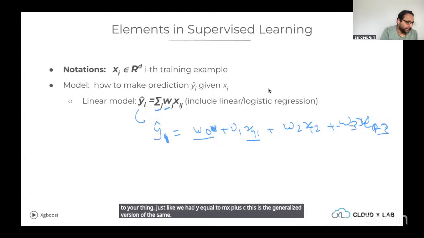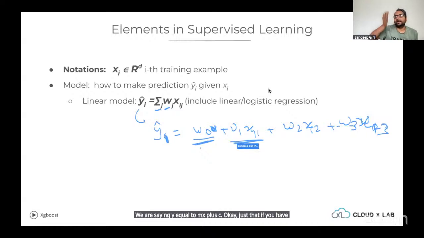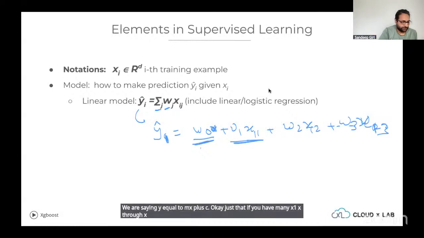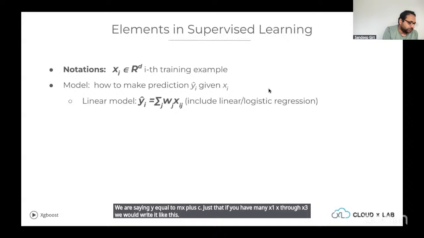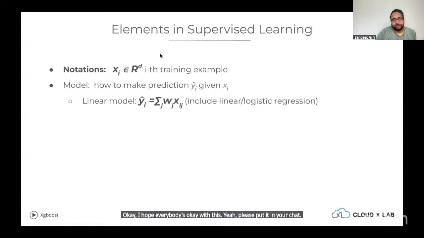We are saying y equal to mx plus c, just that if you have many x1, x2, x3, we would write it like this. I hope everybody is okay with this. Please put it in your chat.